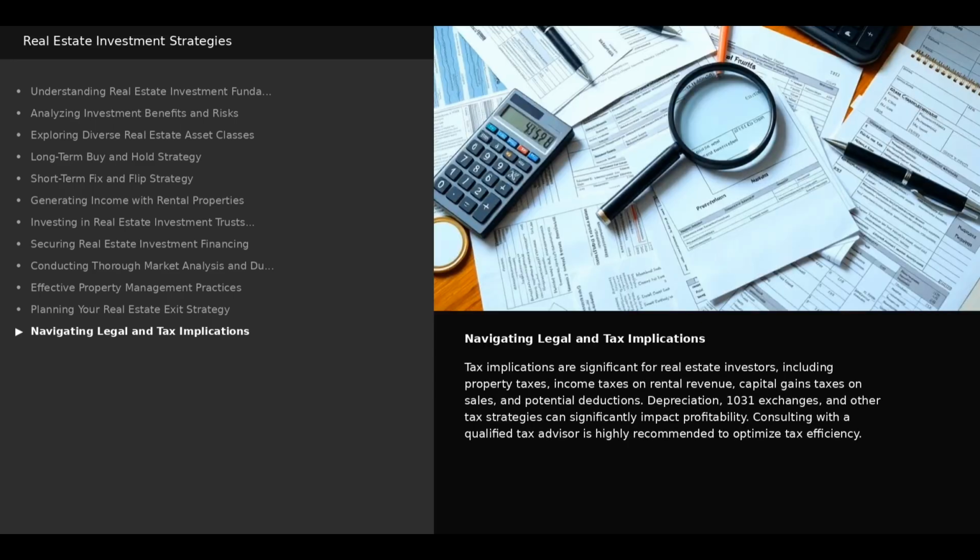Tax implications are significant for real estate investors, including property taxes, income taxes on rental revenue, capital gains taxes on sales, and potential deductions. Depreciation, 1031 exchanges, and other tax strategies can significantly impact profitability. Consulting with a qualified tax advisor is highly recommended to optimize tax efficiency.